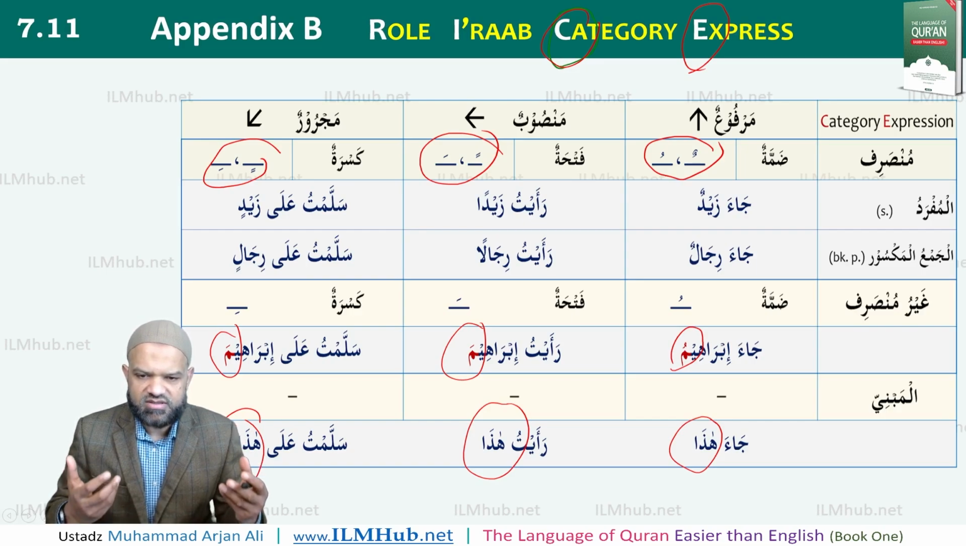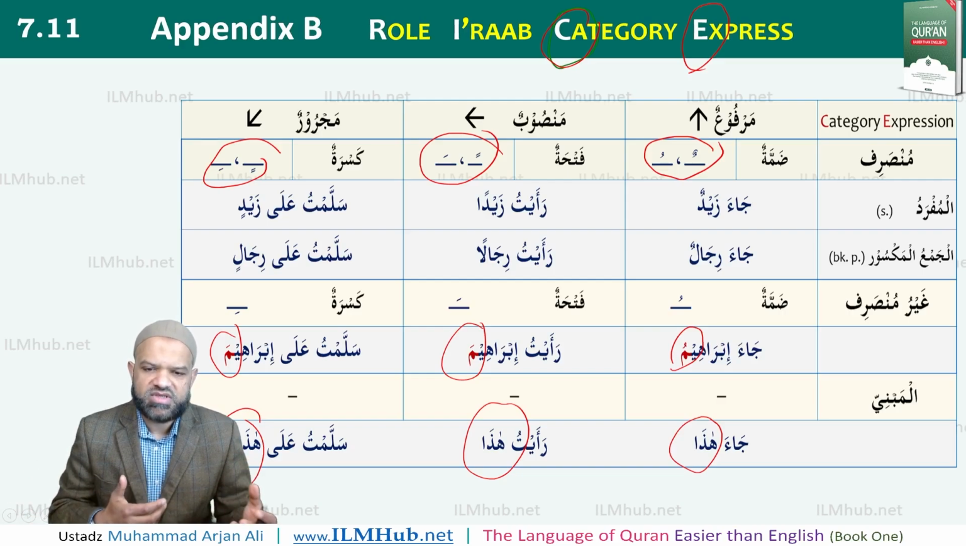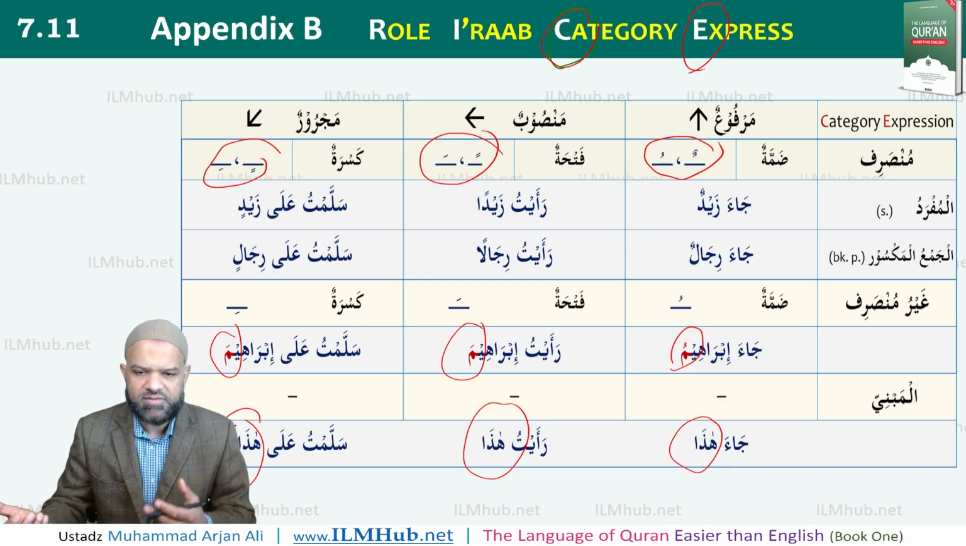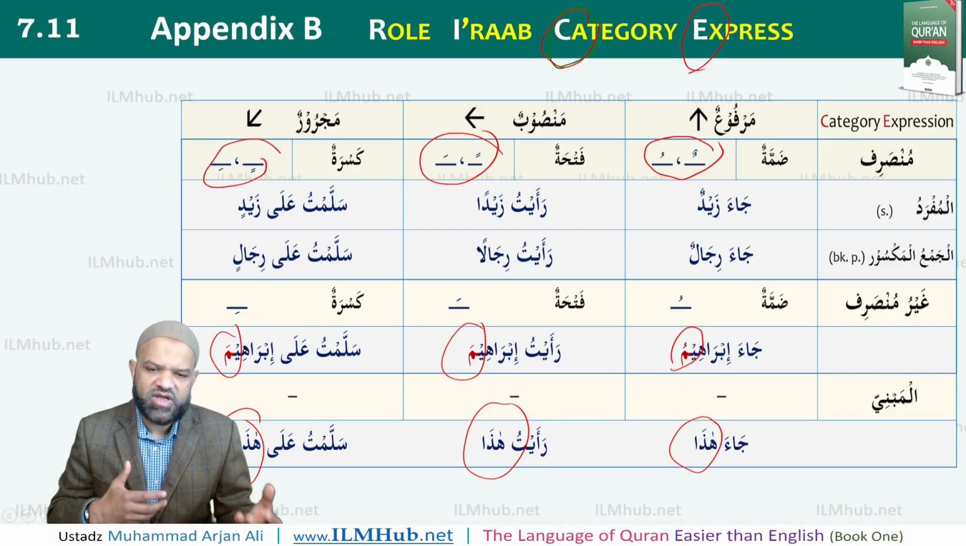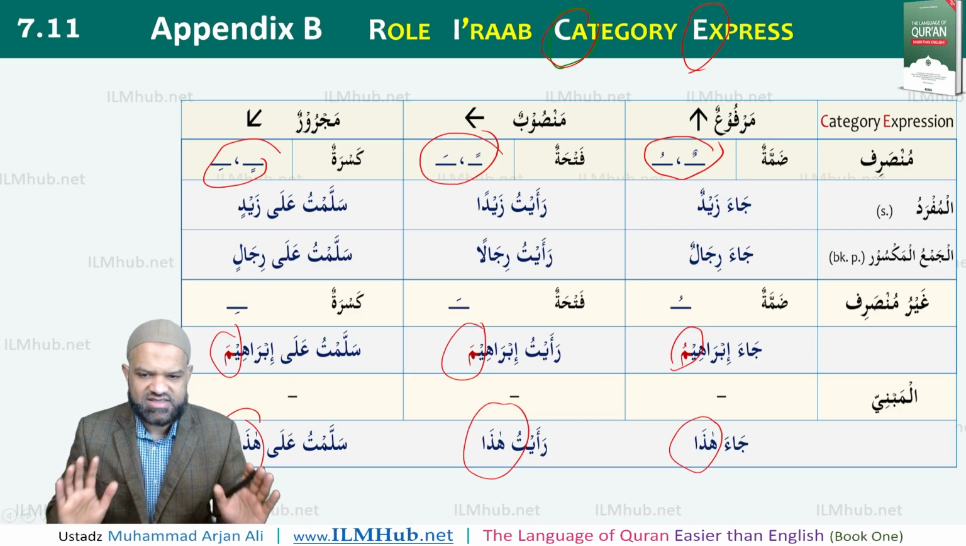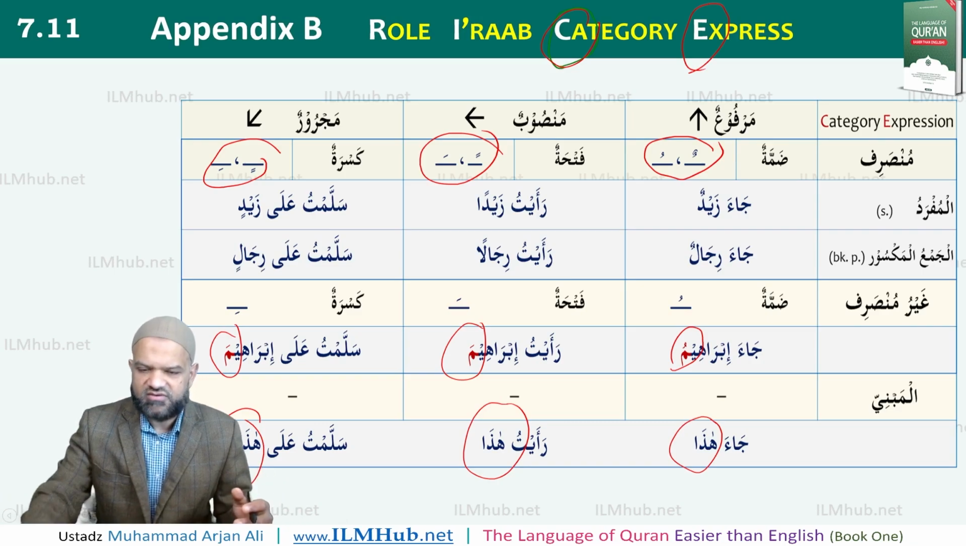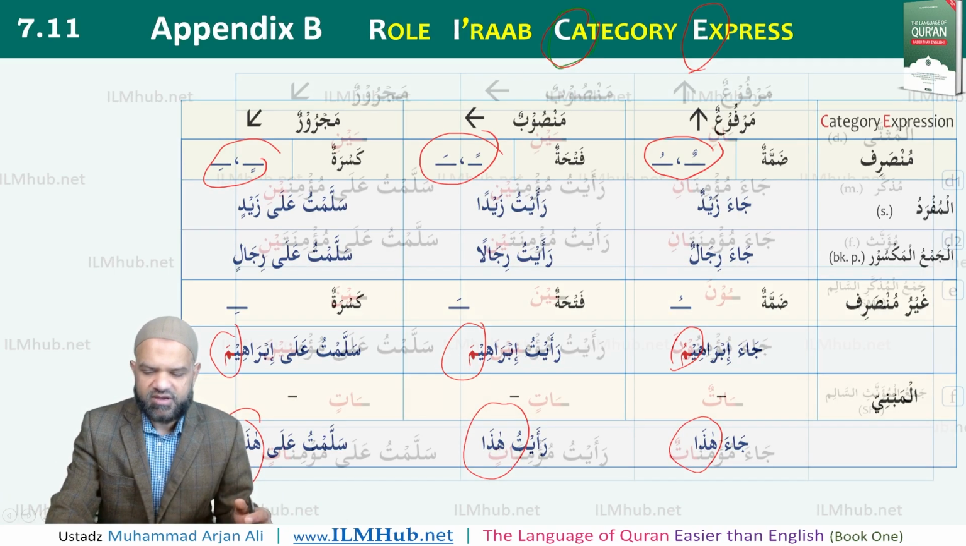The munsarif: Muhammadun, Muhammadan, Muhammadin. Ghayru munsarif: Ibrahimu, Ibrahima, Ibrahima. And then we have non-changing, like hadha, hadha, hadha. This is all you need to cover the bulk of your expression of I'raab.